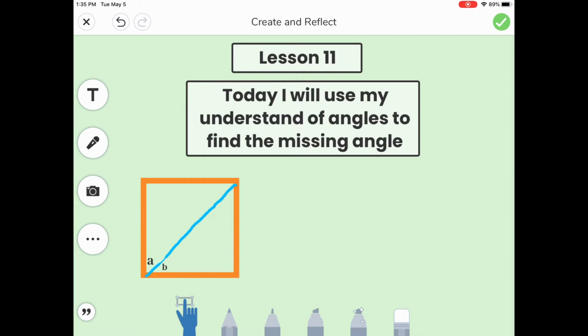First, I will read the learning target and then we'll read it together. Today I will use my understanding of angles to find the missing angle. Let's read it together. Today I will use my understanding of angles to find the missing angle.